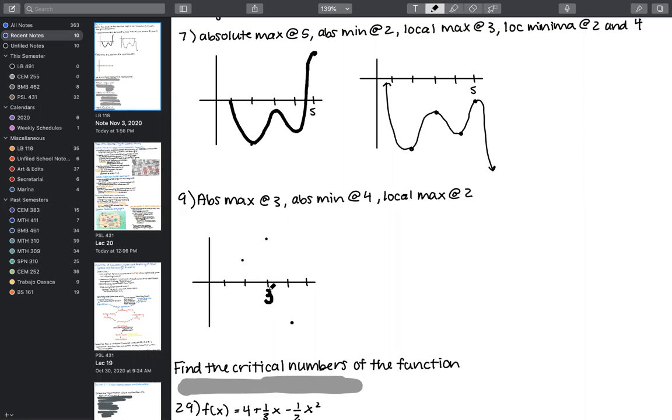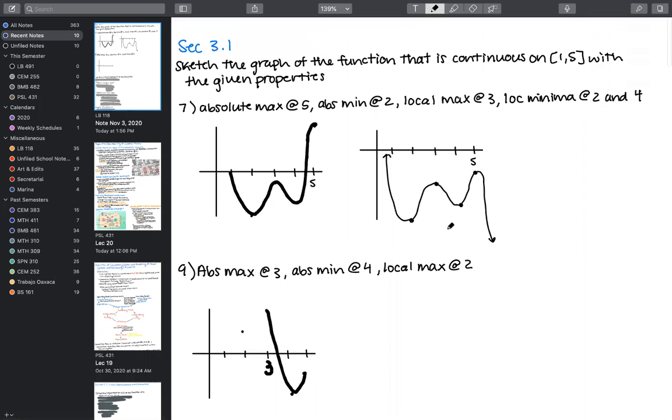So this part here should be simple enough to connect. That's going to be a max. That's going to be a min. We're told that the function is defined between 1 and 5, so we'll say that it comes up to here, comes up to the x-axis, and that this concludes what we know about the function. We can't go any further.